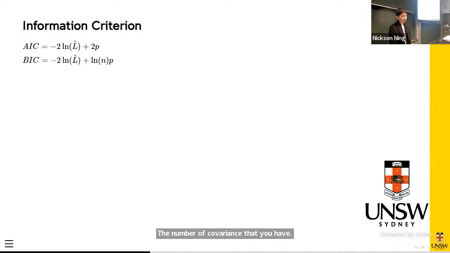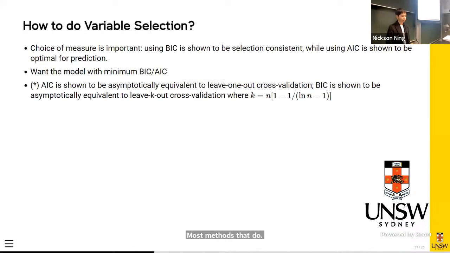So why do I want to talk about this? This is a little bit of a tangent from methods per se of doing variable selection, but it's still an important part of most methods that do variable selection. So the choice of measure is actually important, and I want to emphasize that.